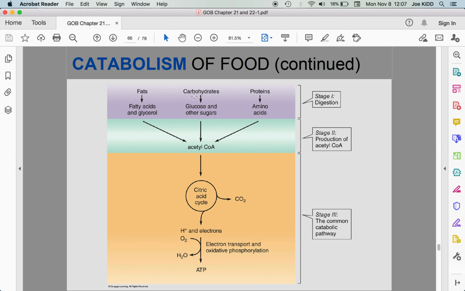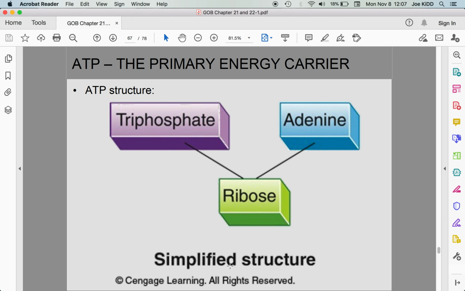So here's that stage 1, 2, and 3 in picture form. So here are complex foods that are eaten. They are broken down into simpler ones. All those simpler foods are further broken down into acetyl-CoA, which feeds into what we call the citric acid cycle, producing some CO2. There's electron transports that go on with this to produce ATP.